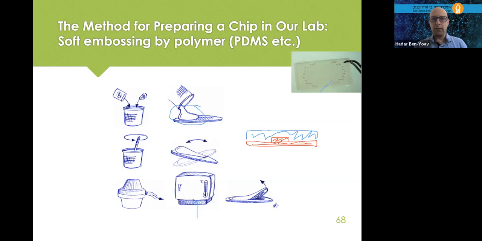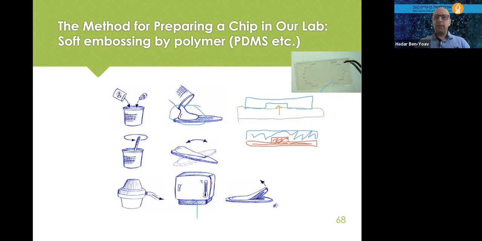And then when you remove it, you have this kind of structure of the polymer. And this structure you take and you bond to, for example, a glass substrate. So the flow or the channel that is being developed is actually happening here. This is where the flow will go inside and to the other way.